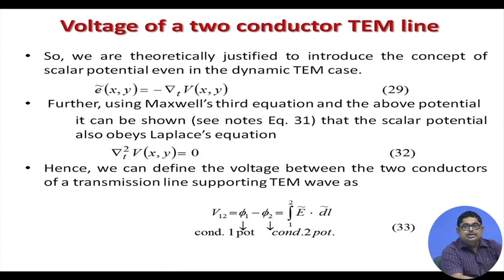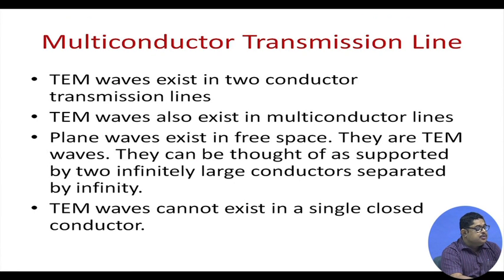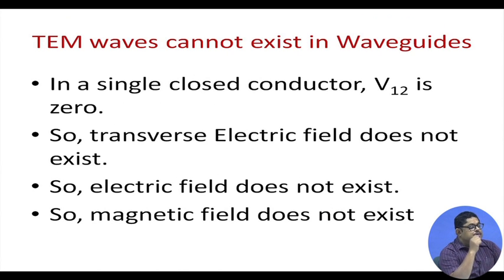If voltage is 0, then you put it here, the gradient of that voltage is also 0, that means the electric field is 0. Once the electric field is 0, put it into Maxwell's equation, the magnetic field is 0. So, in a single conductor, V12 is 0.